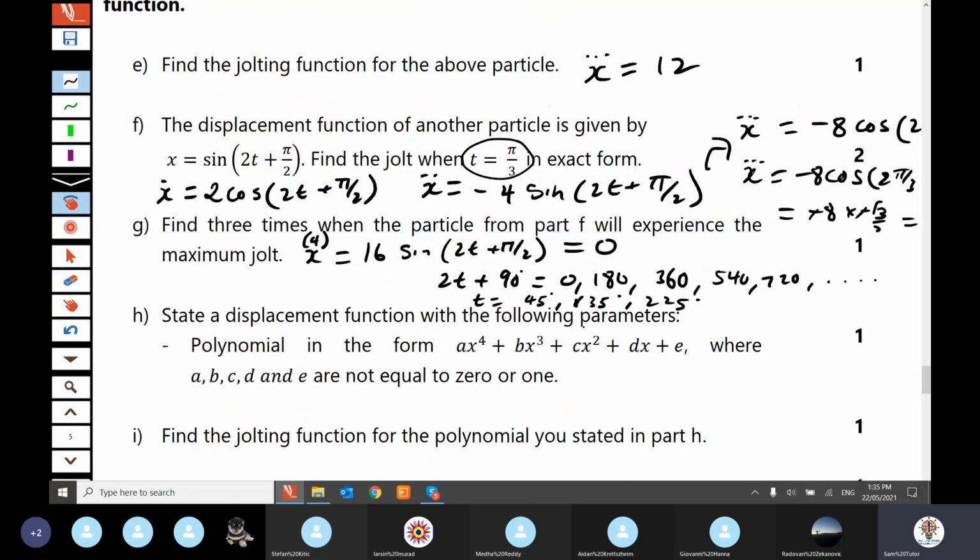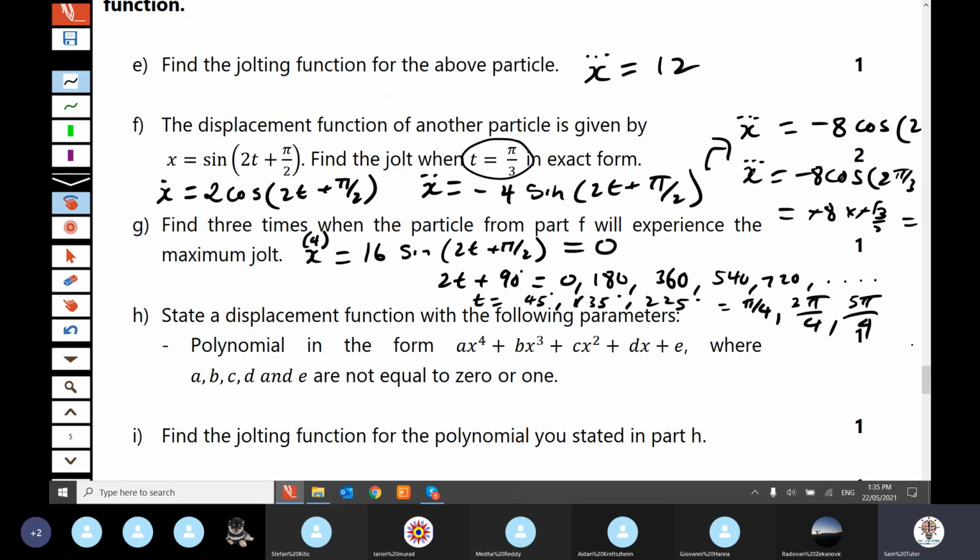They're in degrees. You're not allowed to have 45 degrees. So the answer that we're actually looking for is pi over 4, 3 pi over 4, and 5 pi over 4.